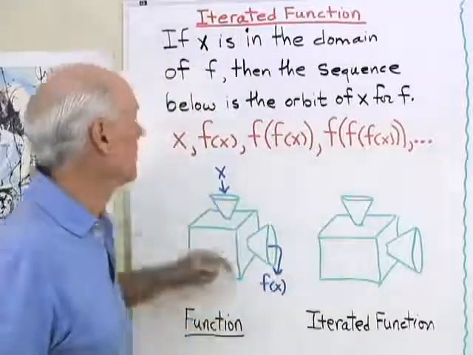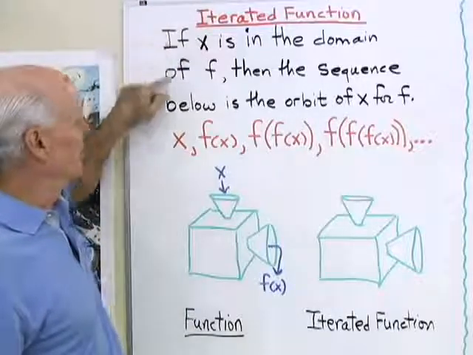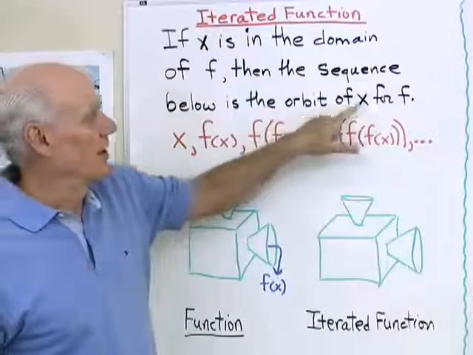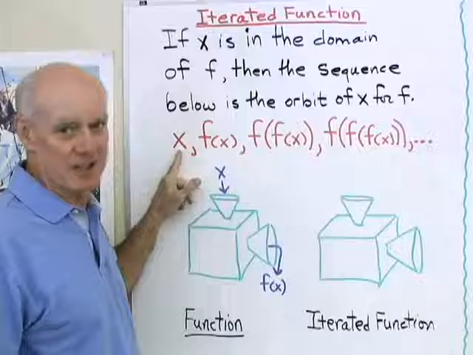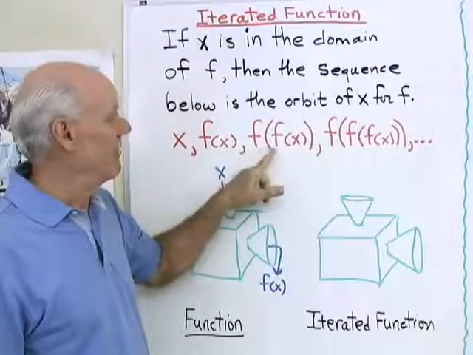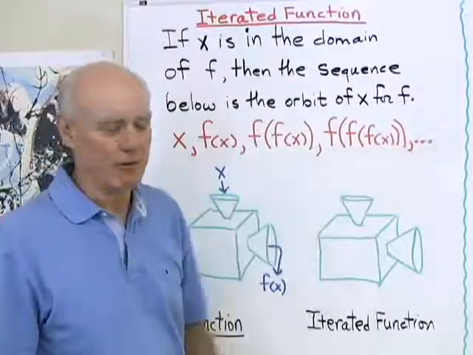So here's a definition for what's called an iterated function. If x is in the domain of some function f, then the sequence below is the orbit of x for f. And the sequence is very simple. It's just like this. x, that's the number we're starting with. Then we find f of x, then f of f of x, f of f of f of x, so on and so forth.